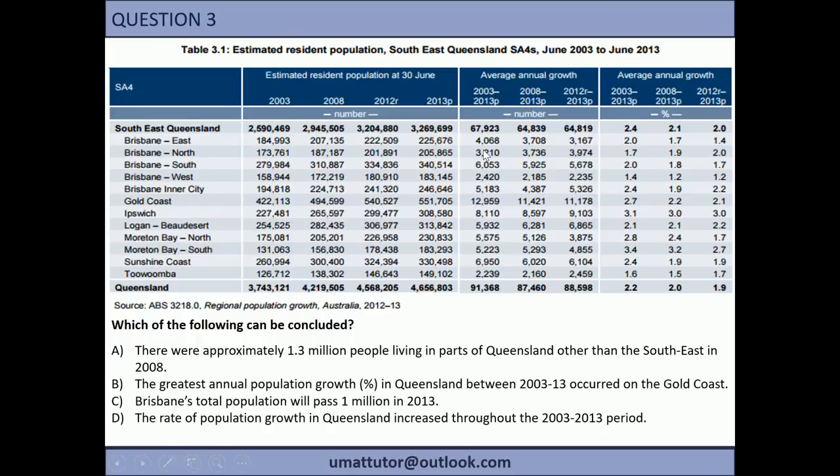Now, the second part of the table, this box here. If we keep looking at Brisbane East, we can see that we have a number here, 4,068. So what does that mean? Well, look at the section above. We're looking at the average annual growth in terms of number. So we're still looking at the number of people, the same units as before, but now looking at the average annual growth.